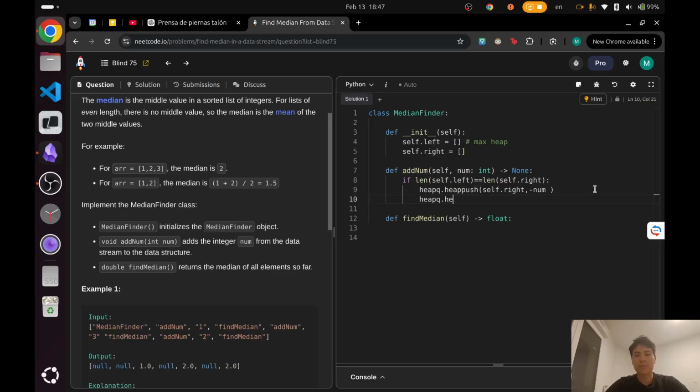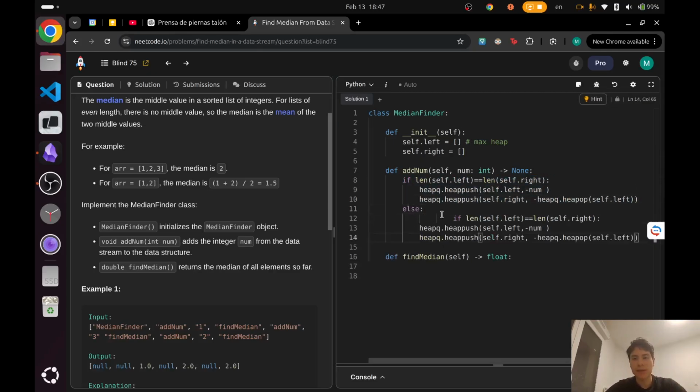Then we also do the heappush of self.right. Here is left. We push into the right one the root of the left heap. So I'm gonna say heapq.heappop of self.left, and the pop is gonna be a negative number. We multiply back again, so it's positive. So that's it.